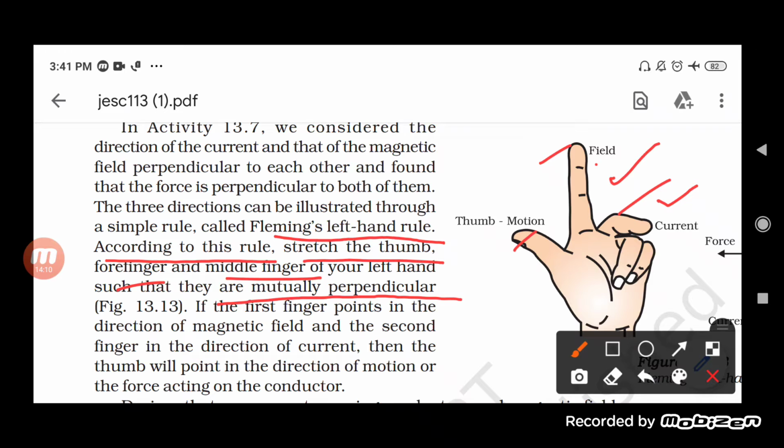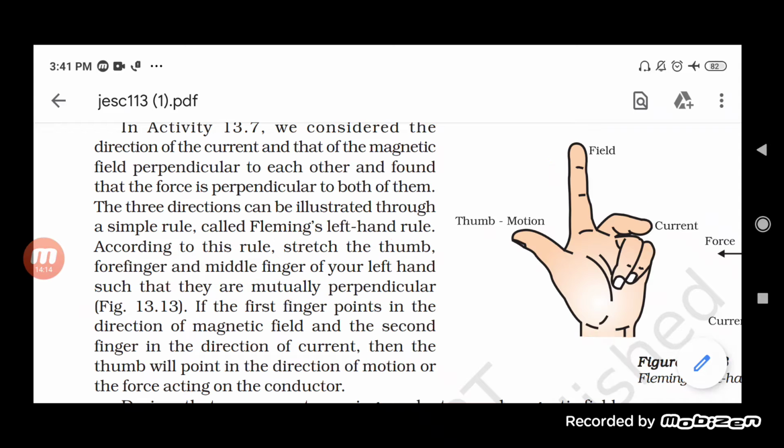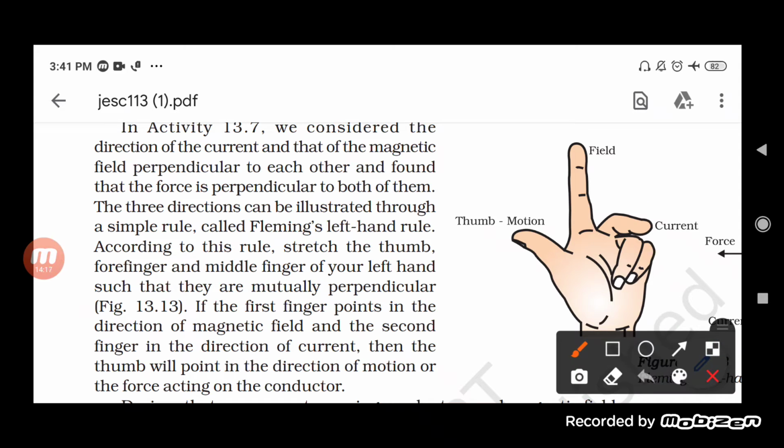This is the forefinger. Okay, this is the thumb and this is the middle finger. So the forefinger, or first finger, shows the direction of the magnetic field, and the middle finger shows the direction of the current. So if the magnetic field is shown by the forefinger and the current by the middle finger, then the thumb will show the motion or the displacement of the object. Okay, this is Fleming's left hand rule.